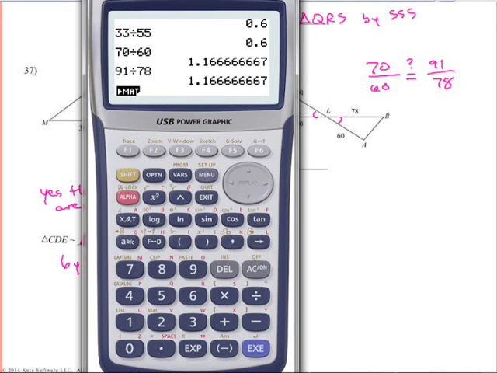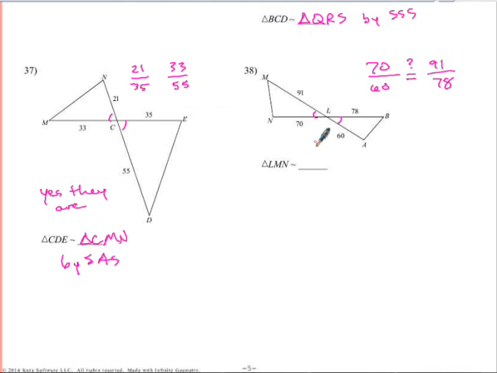And it is, so we have similarity again. So triangle LMN is similar to triangle L, and we went to the long side first, which is B, A, and it's by side, angle, side, and yes, they are.